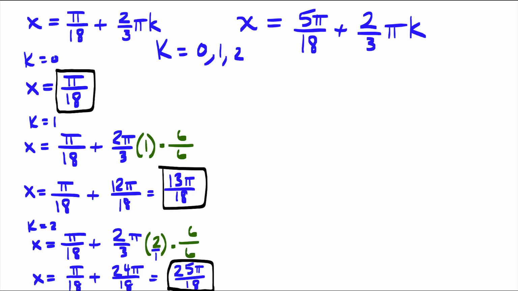Oof, okay, that's for the first answer. I'm just going to box each one in as a final answer because it gets a little too messy on the screen here. So let's go to this one. Let's go k is equal to 0. Easy one. That is just 5 pi over 18.